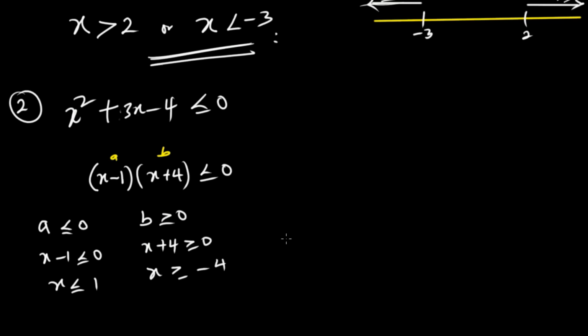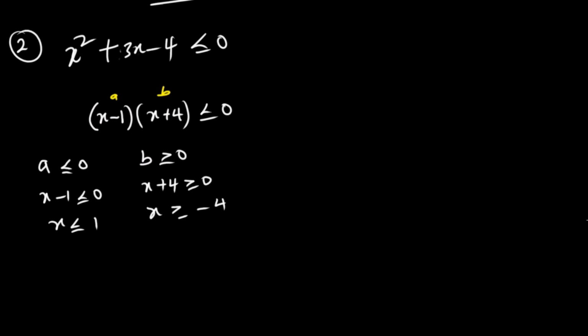So if you look at this, we have x less than or equal to 1 and x greater than or equal to negative 4. So this can be easily combined into a range. So we can combine this into negative 4 less than or equal to x less than or equal to 1. So you have negative 4 less than or equal to x less than or equal to 1. So that's the first condition we have to consider.